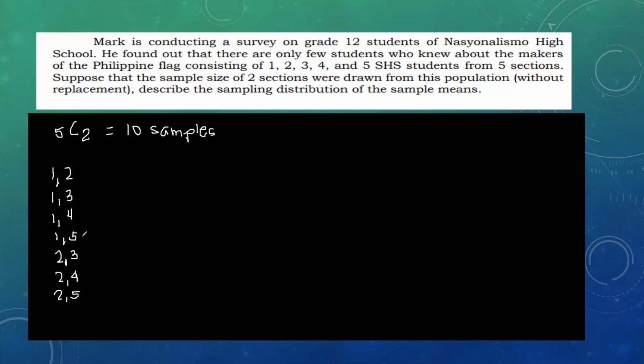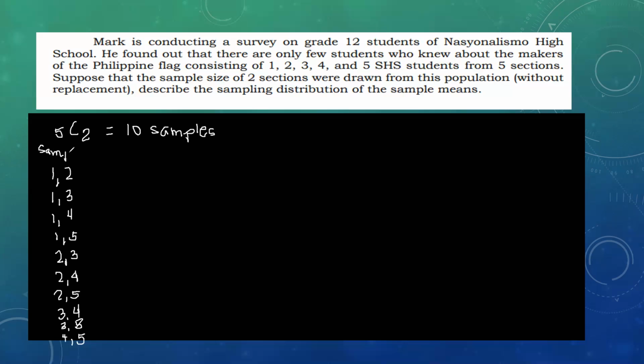Okay, 1, 2, 3, 4, 5, 6, 7. So we are looking for the next. So that's section 3 and 4. If I'm not mistaken, 3 and 5, and 4 and 5. Ito. So yan yung 10 sample natin. So 1, 2, 3, 4, 5, 6, 7, 8, 9, 10. So these are our samples.